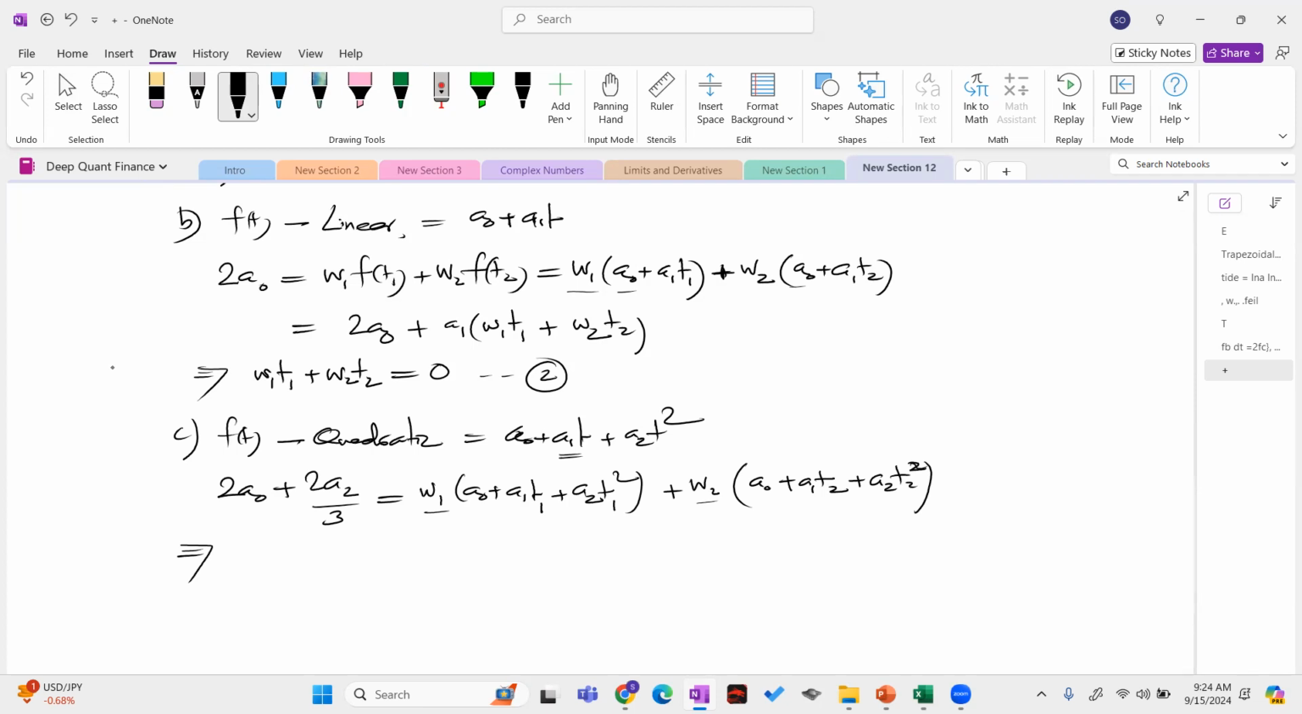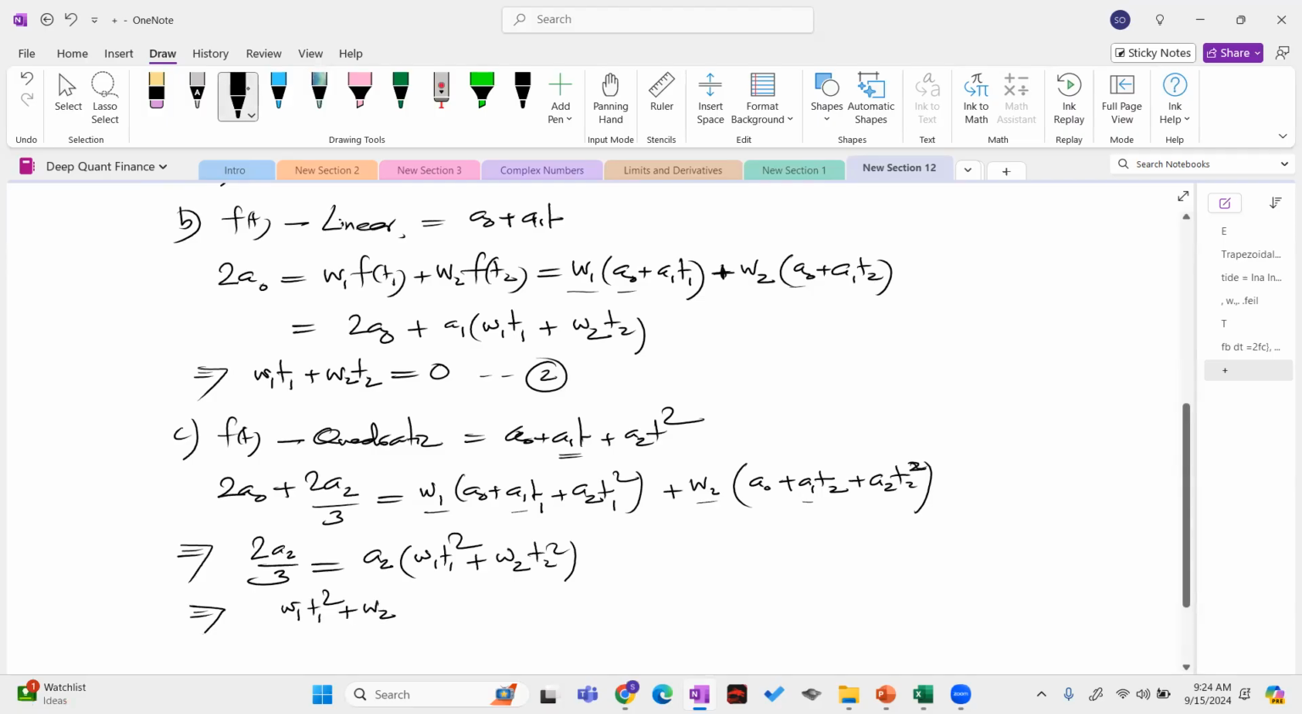And if you take A1 common, you get W1 T1 plus W2 T2, which is 0. So on the right hand side, the 2 0 2 0 get cancelled. We get 2 A2 by 3 equal to, if you take A2 common, W1 T1 square plus W2 T2 square. So from here, my third equation is W1 T1 square plus W2 T2 square equal to 2 by 3. Okay, equation 3.